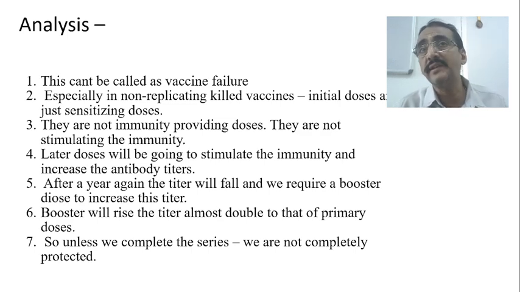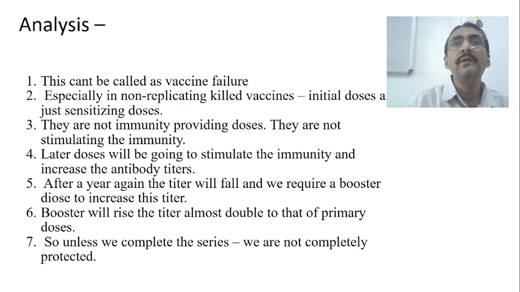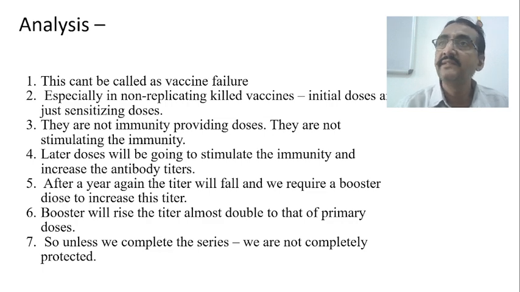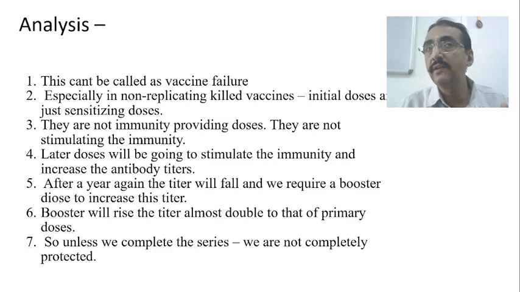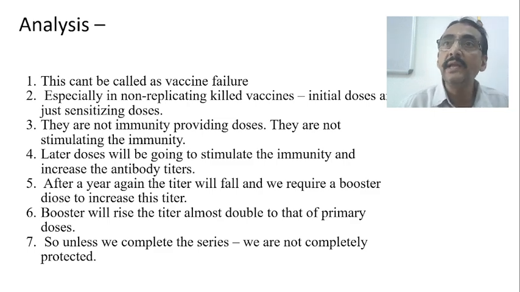So whenever you give such non-replicating killed vaccines like diphtheria or Pentavac or many others, what we have to understand is that the initial doses we are giving are just the sensitizing doses. So DPT 1 I have given. Immediately, that DPT 1 is not going to produce antibodies. DPT starts producing antibodies only if you complete all 3 doses. Those 3 doses are called primary doses. So DPT 1, 2, 3 or Pentavac 1, 2, 3 are actually primary doses. Primary doses do not necessarily suggest complete vaccination.